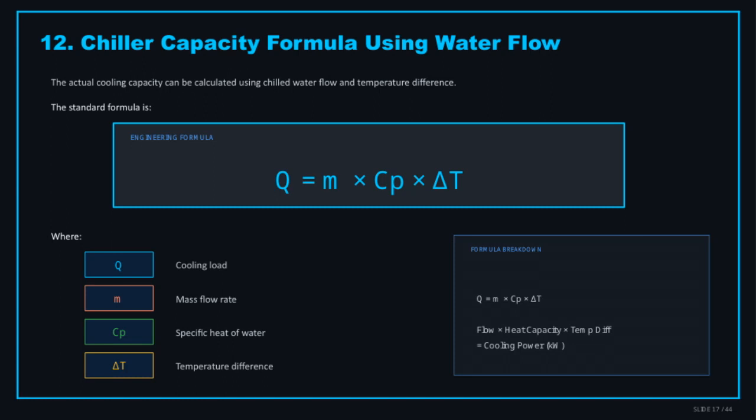Let's break down the key formula behind cooling capacity. It's simple but powerful. Q equals M times Cp times delta T. Q is the cooling load, basically, how much heat we're removing. The M stands for the mass flow rate of water. Cp is the specific heat capacity of water, and delta T is the temperature difference between the water entering and leaving. By knowing the flow and how much the temperature changes, we can calculate the actual cooling power in kilowatts. This formula is fundamental in chiller system design.